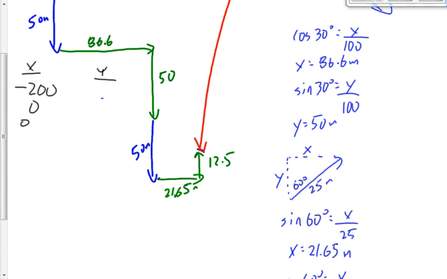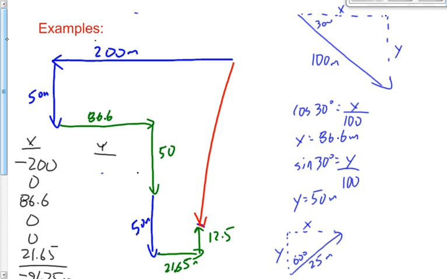86.6, positive because it's to the right. The x component of the fourth one is 0. The fifth one is 0. The sixth one is 21.65. We need to add those up. What do we get when we add those up? Negative 91.75. Thank you. Now let's do the y components.